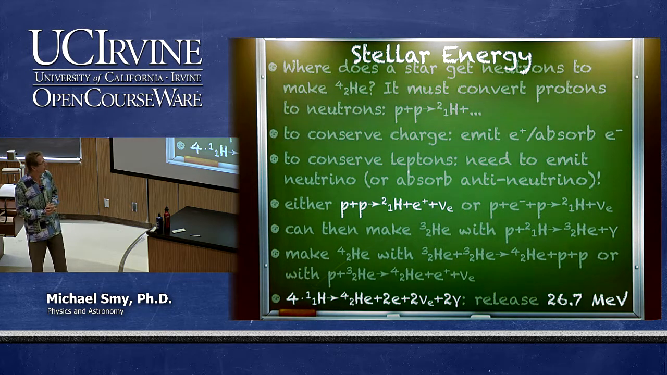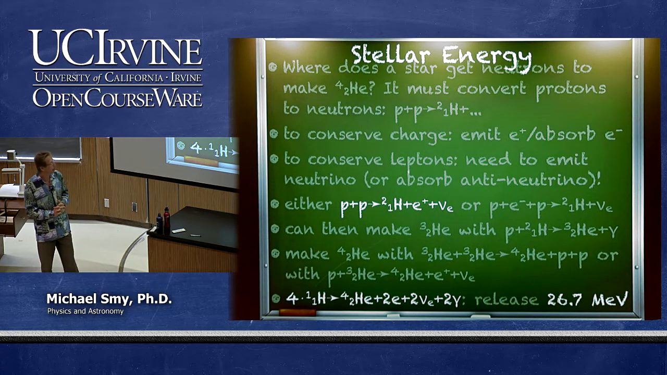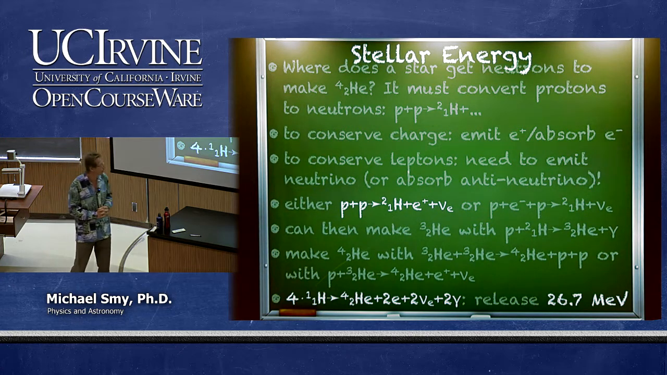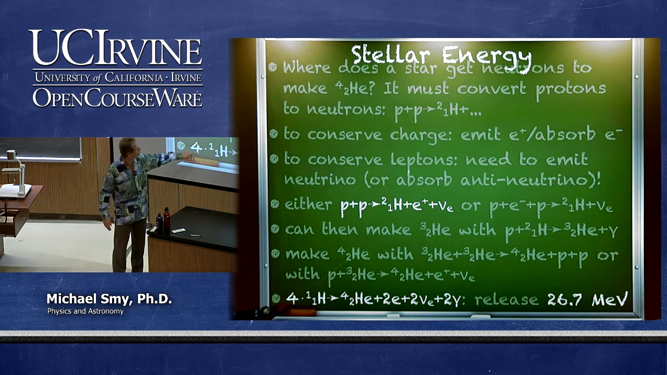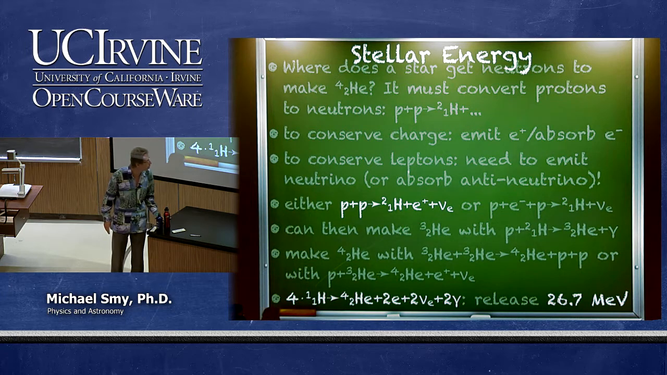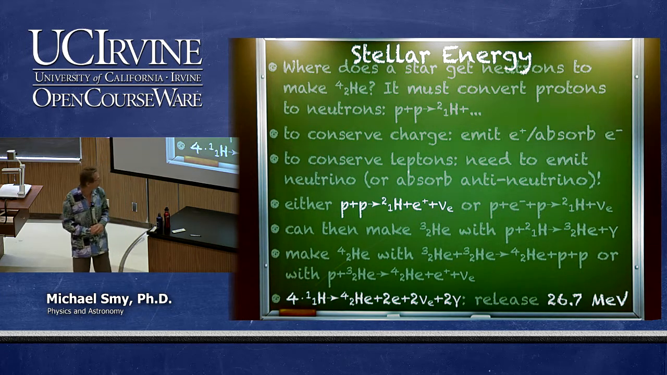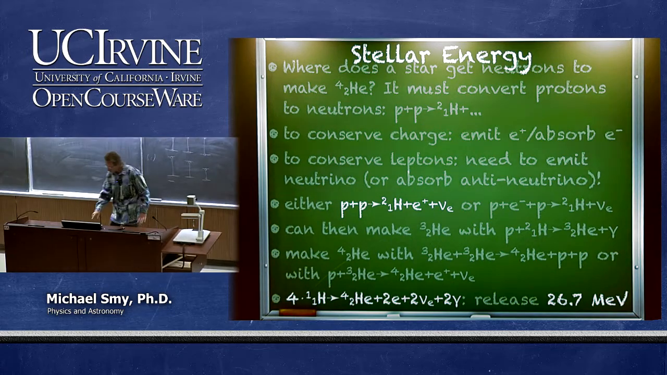And then once you have deuterium, you can fuse it with another proton to make helium-3 plus a gamma. And then 2 such helium-3s can fuse and make a helium-4 plus 2 protons. And the star can then generate energy that way. So in sum total, we have 4 hydrogens that make helium plus 2 electrons plus 2 neutrinos and plus 2 gamma rays, and it releases 26.7 MeV in that entire process.